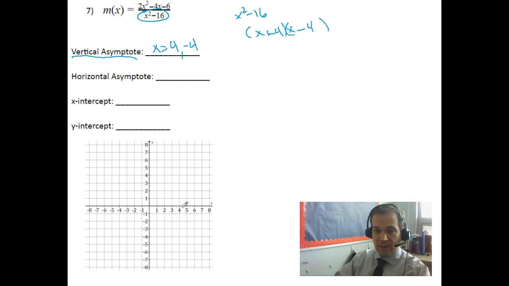I'm going to go to where 4 is on the x-axis and make one vertical line. And then I'll go to where x is negative 4 and make another vertical line. These are lines I cannot touch.